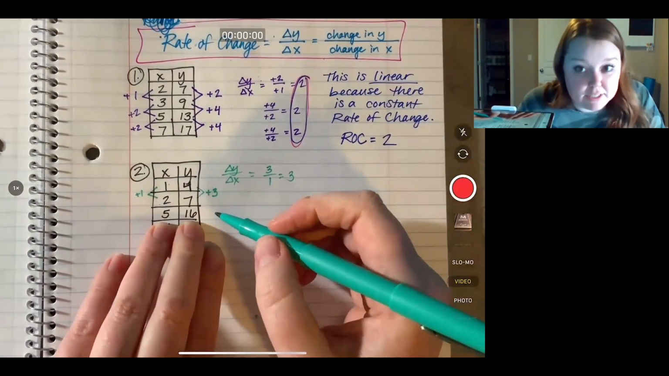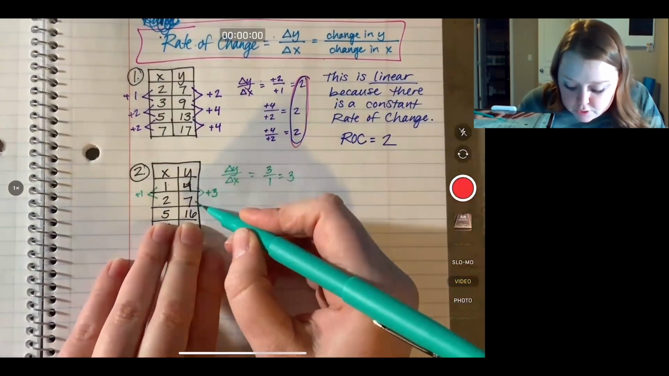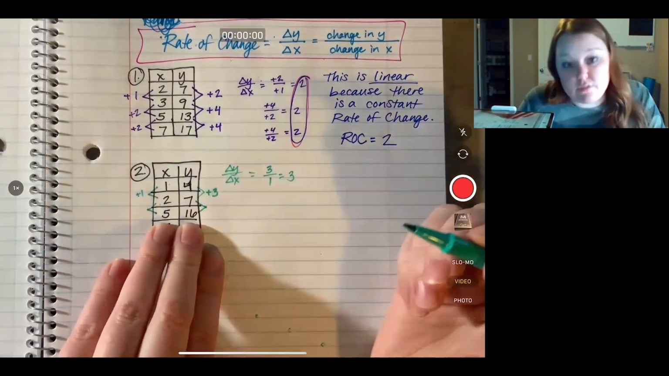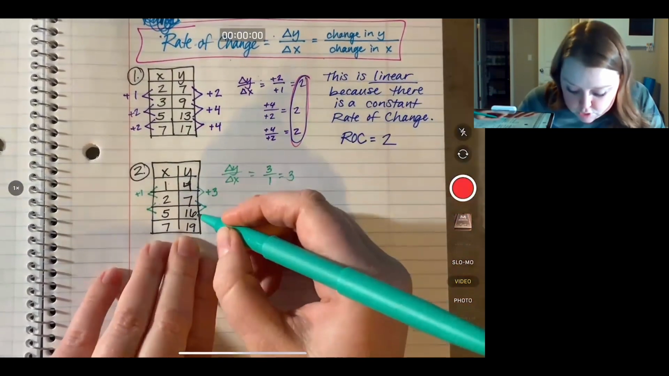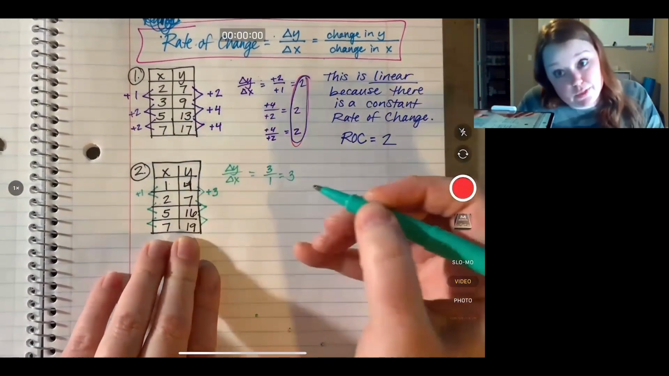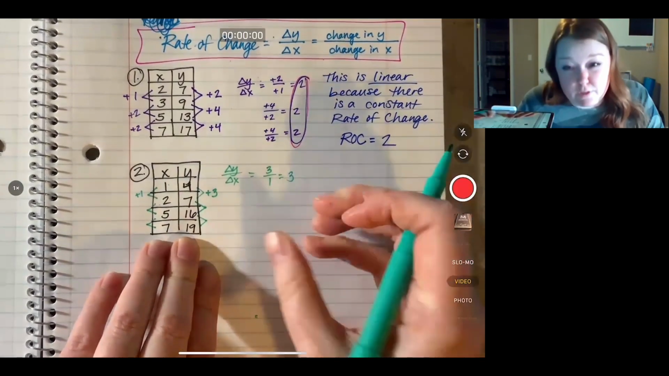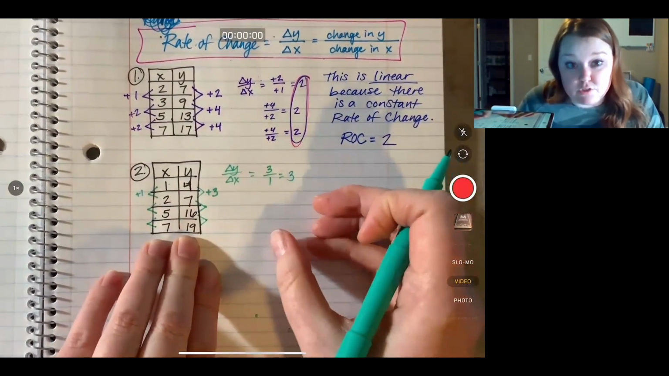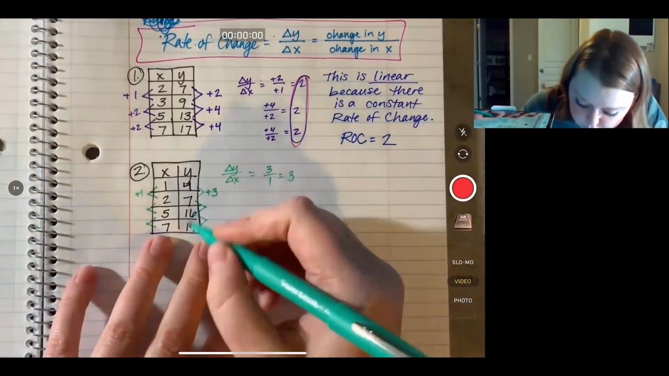Okay. Now, right now, I would really love for you to pause it. If you're like, I think I get this, try it out. Go ahead and do your next change in Y over change in X. See what it equals, okay? If you're feeling like you might know how to do it, pause the video here, try it out, okay? If not, stay with me.